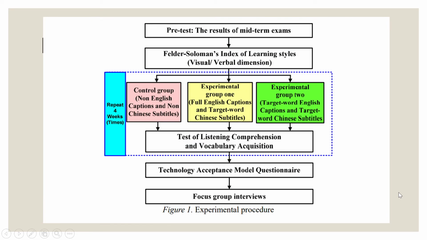So here's the procedure. They first have a pretest, which is their midterm exam results, and then they were categorized along visual and verbal dimensions. The treatment lasts for 4 weeks. And finally, the students received a technology acceptance model questionnaire and had focus group interviews.